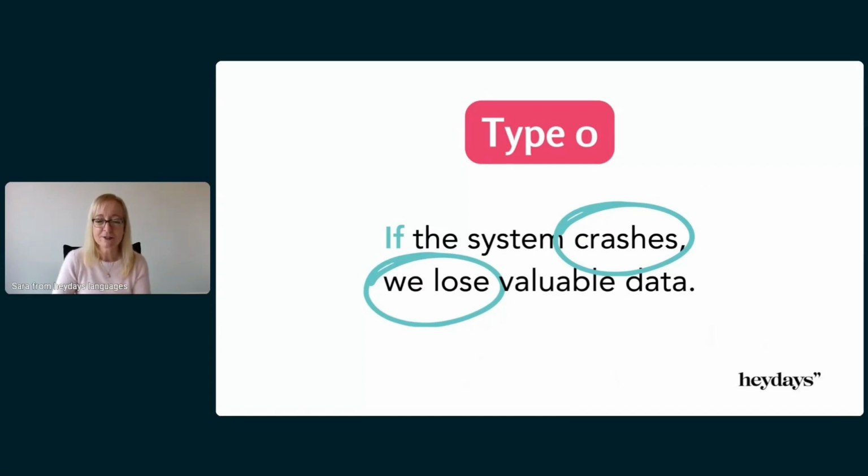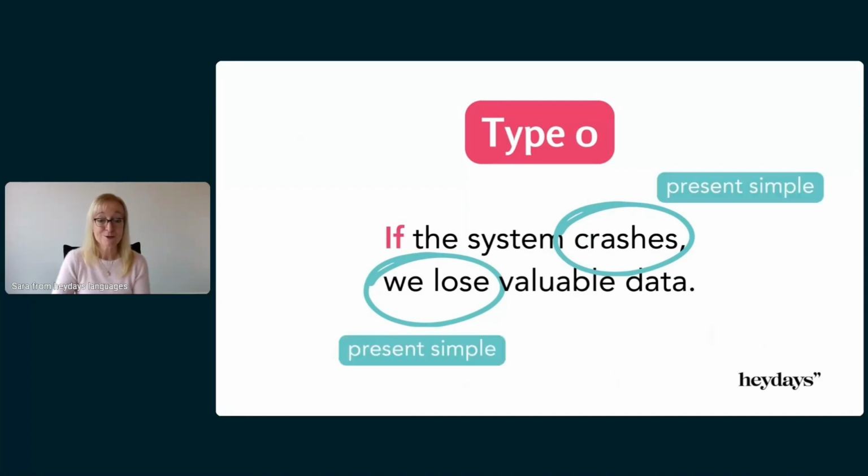Let's have a look at the grammar hiding in there. We've got our if for the conditional. Because it's type 0, we just need the simple present in the first clause. And if we look at the second clause, we lose valuable data is also the simple present. So there's the grammatical structure of type 0. If in our first clause with the present simple, and in the second clause we also need the present simple. Remember to talk about a fact.